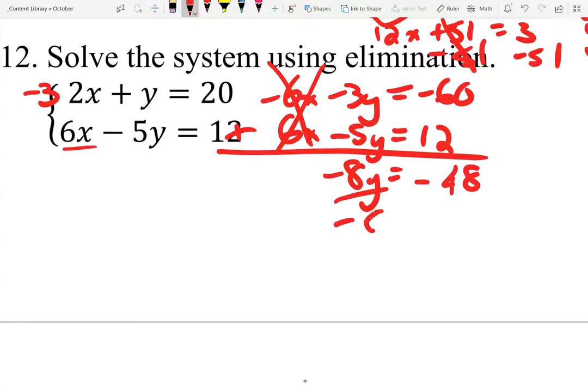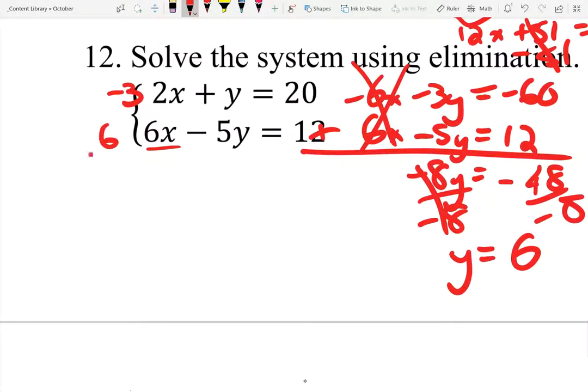All right, so I just divide by negative 8, and I'll have my y. y is going to be equal to positive 6. So I know that 6 is my y value. Now I just got to plug it in and find x. So it doesn't matter which equation I plug 6 into, as long as I just plug it in and solve for x. But I'll pick the first equation.